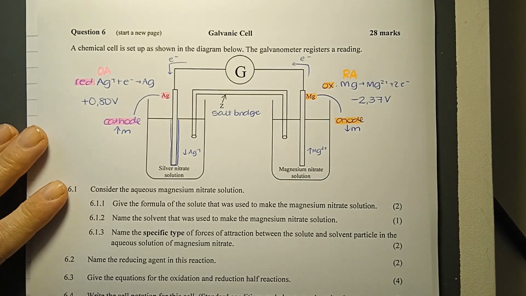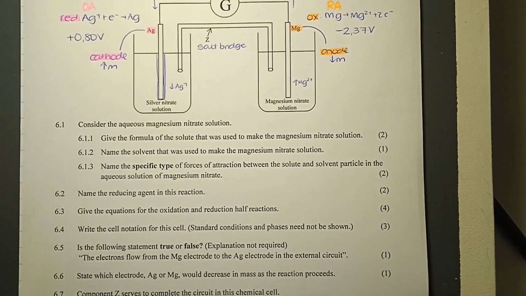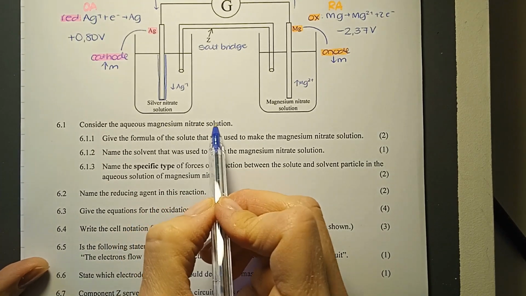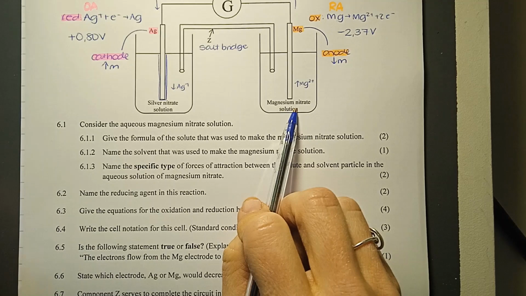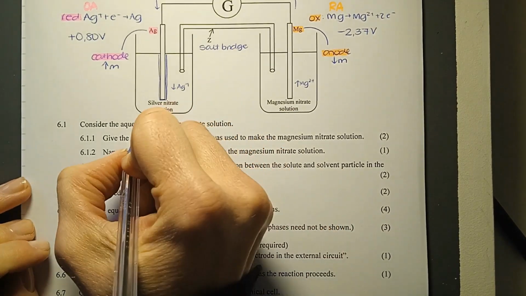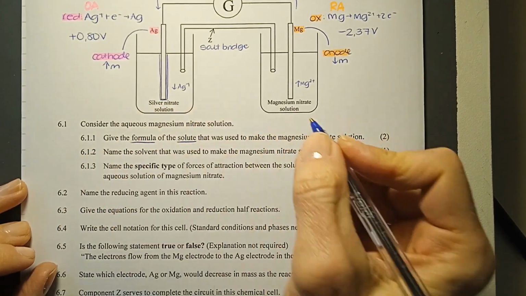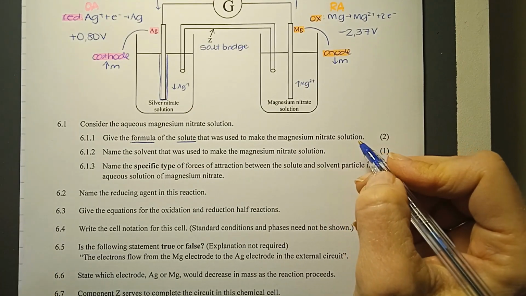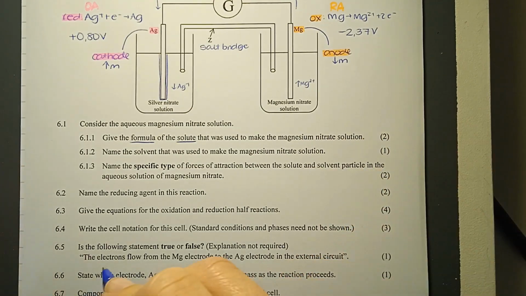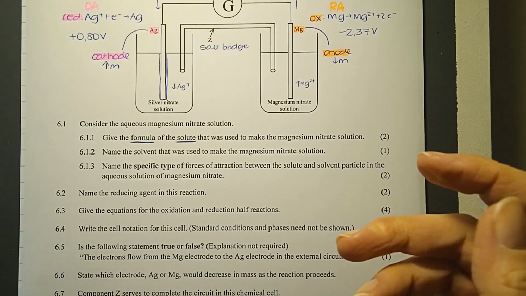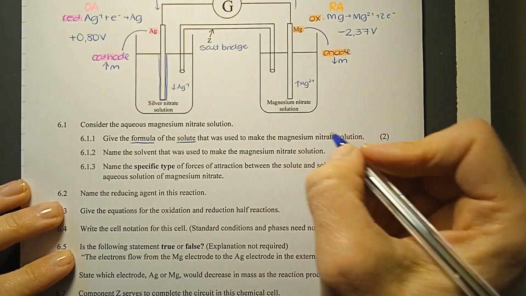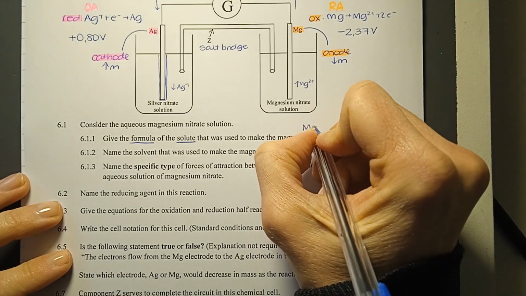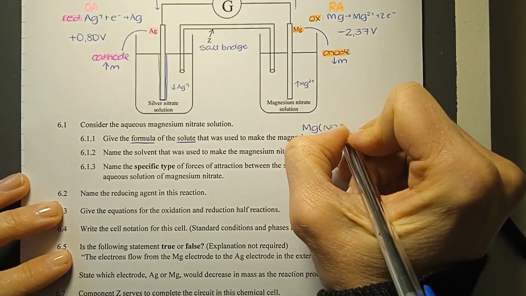Answer the questions. The first question, 6.1, is not actually about electrochemistry, but it's worth mentioning. Consider the aqueous magnesium nitrate solution. So that's this magnesium nitrate solution overall. It asks you first of all to give the formula of the solute that was used to make the magnesium nitrate solution. Remember, that's the substance that was dissolved in the solvent in order to make the solution. So what did we literally dissolve? And that was magnesium nitrate. I'm just going to write the answers over here. So that was magnesium nitrate, like that.